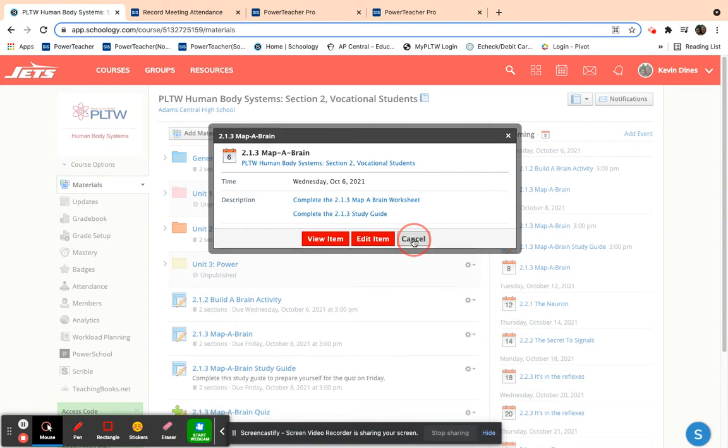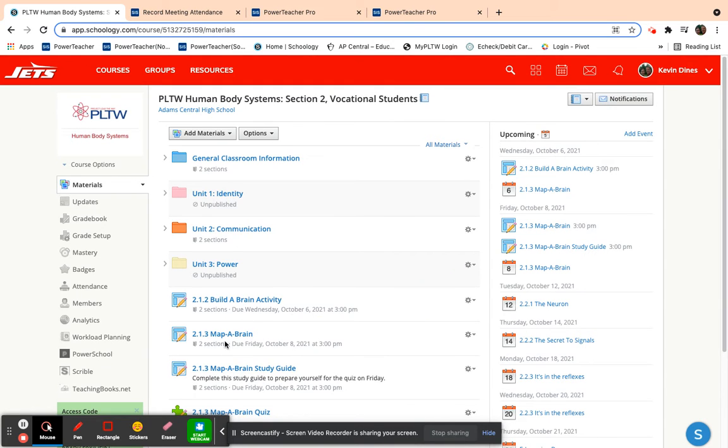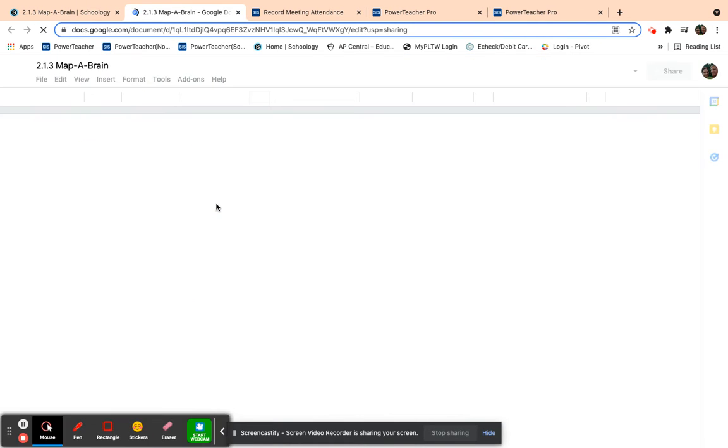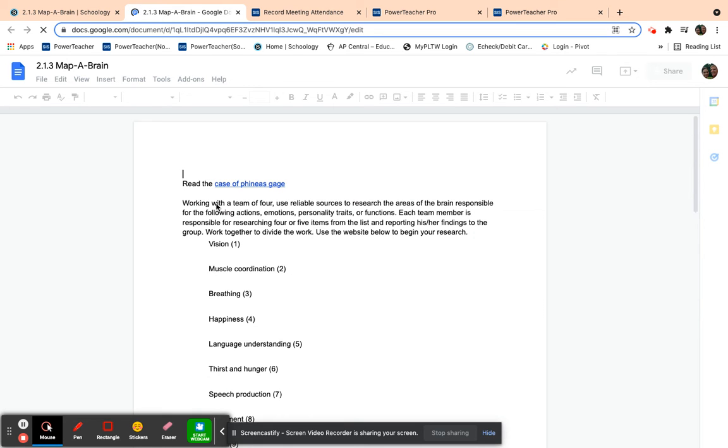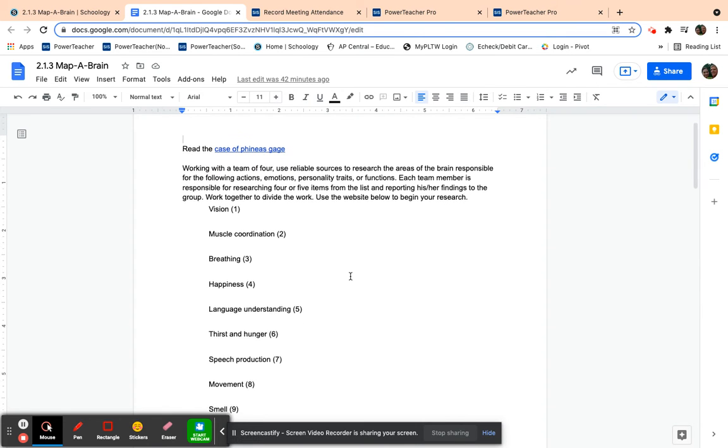All right, so I'm going to go ahead and pull up the assignment that you guys are working on and kind of walk through it and talk through it. I think it's pretty straightforward. So you guys are going to be mapping out the brain from the perspective of where different functions take place. So before you learn about where the different functions take place, you get to read about this curious case of Phineas Gage. I don't want to spoil anything for you, but it is a very interesting case on brain studies.